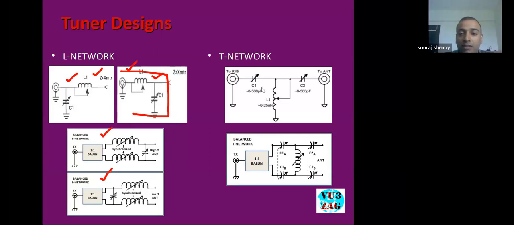Similarly, this is a T network. Here we use two capacitors and one inductor that is in parallel. It's actually T-shaped, and this one is the balanced T network. There are advantages and disadvantages for all these designs.